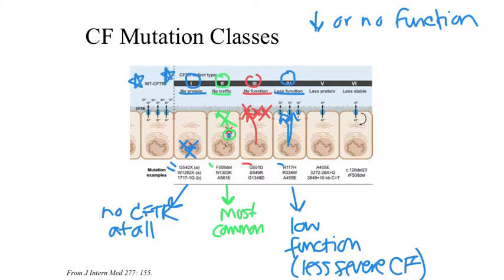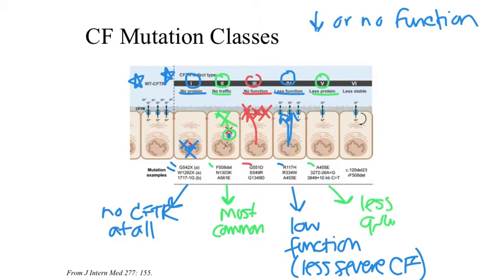A class 5 defect is a reduction in the amount of protein that's synthesized, even though that protein is fully functional. One mutation example here is the A455E mutation, where CFTR is synthesized in less quantity, but is still trafficked to the surface and is functional once there.